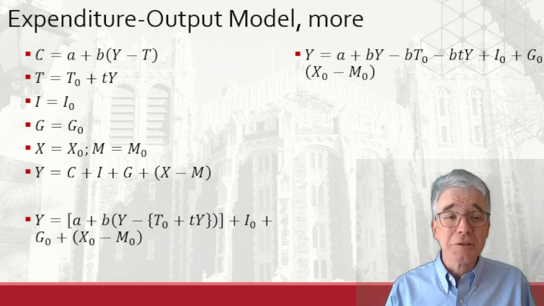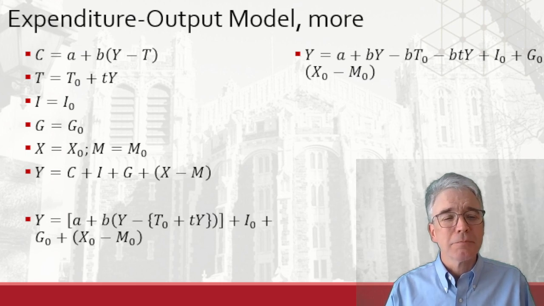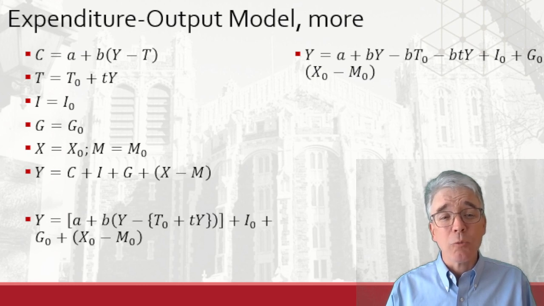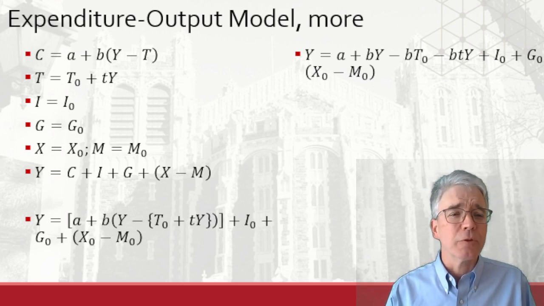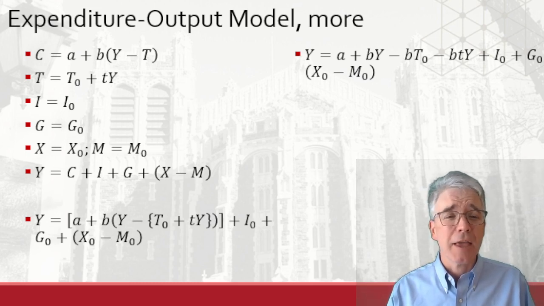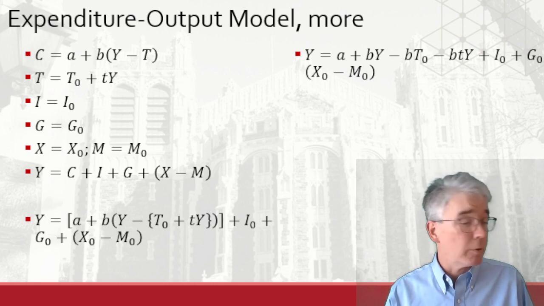Be careful of all the negative signs. Be careful about multiplication across the parentheses. But with a bit of rearranging and some care, we get y equals a plus by minus bt naught. Note the b is distributed through to the minus t naught. Then minus b times little t times y, again, because that little b is distributed through the minus sign. Then that plus I naught plus G naught plus X naught minus M naught. Let's see here. I'm lost. Where are we?